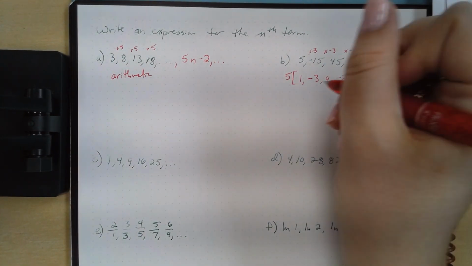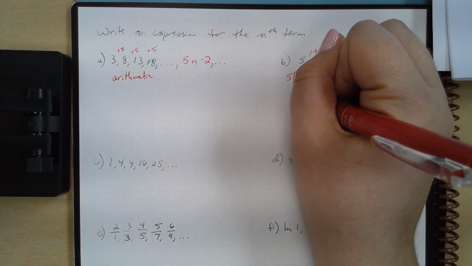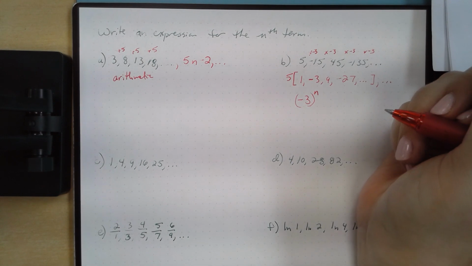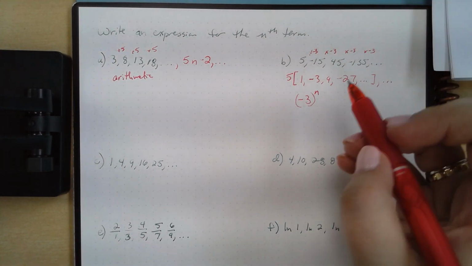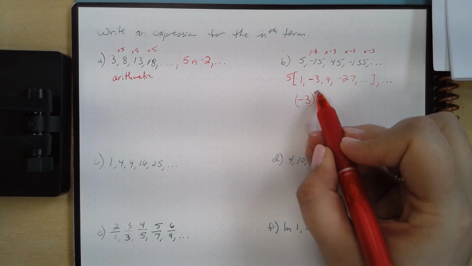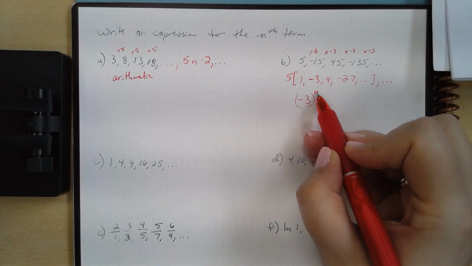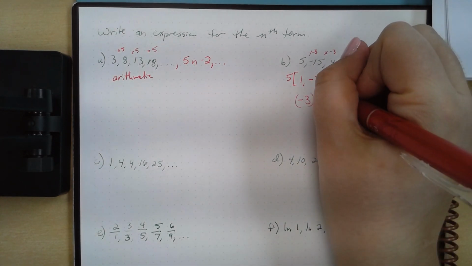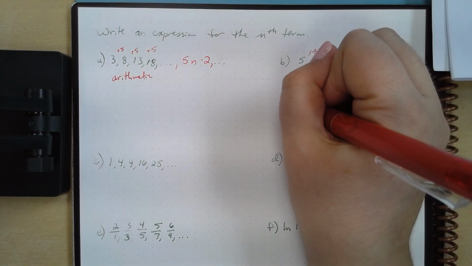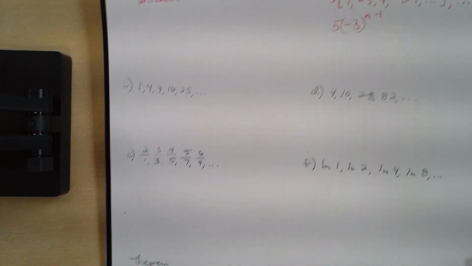So this is going to be negative 3 to the n power. But if I have negative 3 to the first power, that's actually negative 3. That's my second term. So I'm going to need to subtract here in order to get 0, right? So this is negative 3 to the n minus 1 power. And don't forget this 5. Put that 5 back there, and we've got our whole thing. All right? Let's do another one here.